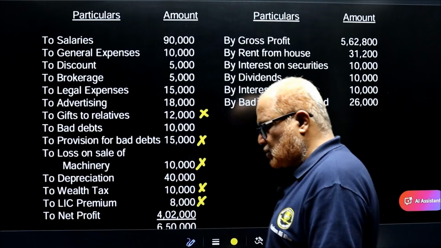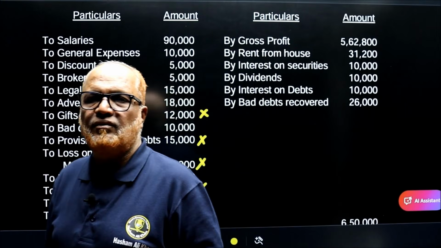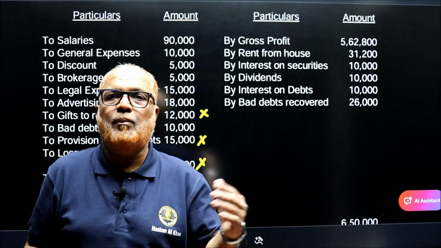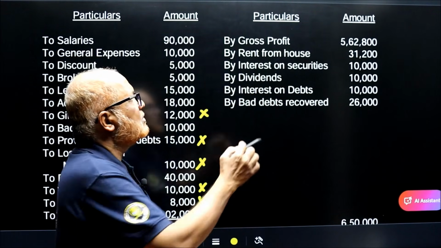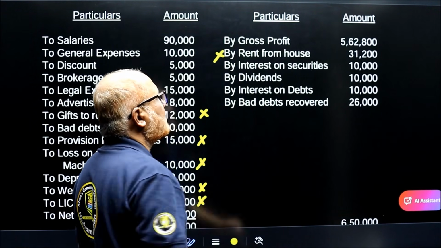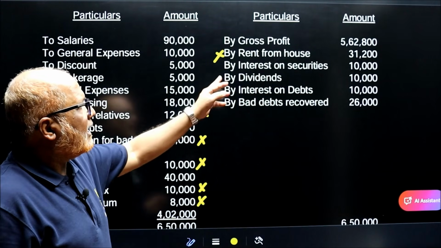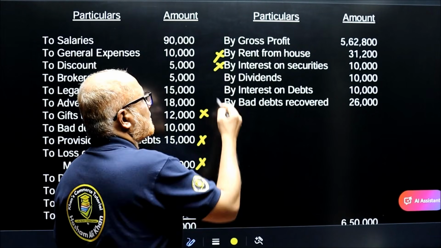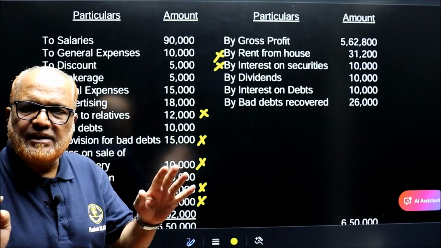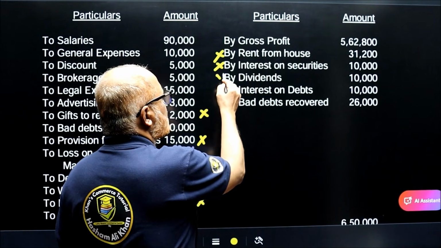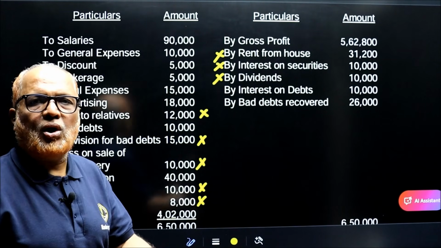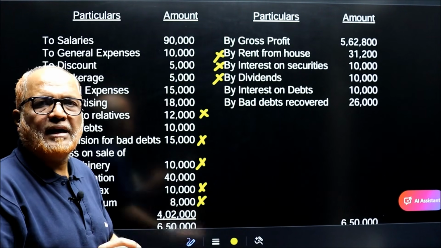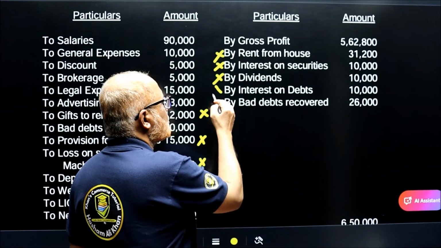Rent from house. Actually, rent from house received is taxable under income from house property, not a business income. So we will deduct, will not take. We'll deduct this one. And interest on security is taxable under income from other sources. We'll deduct it. Dividends are not taxable as a business income, they are other sources, deduct. Interest on debt is also taxable under income from other sources.